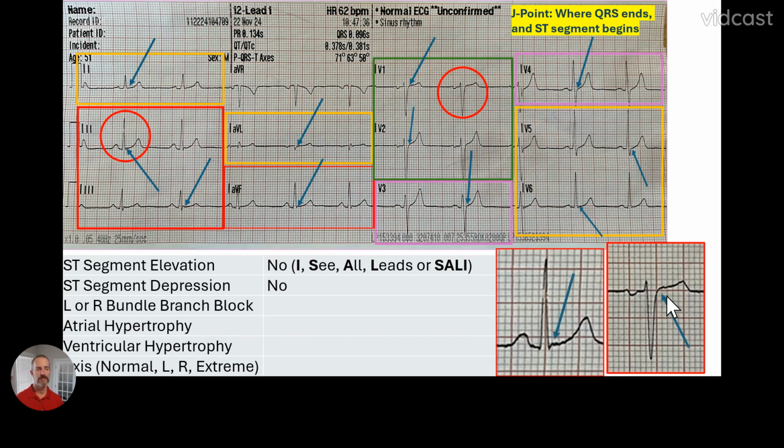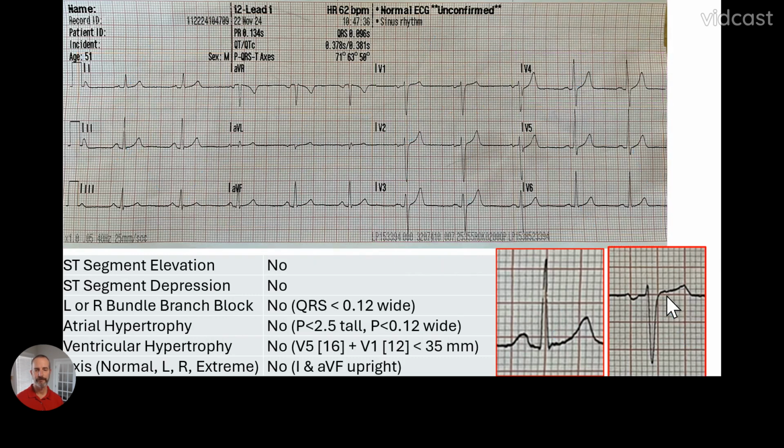So those blue arrows identify the J point in those 2 blown up boxes. Moving on to the next phase of analysis, we look to see if we have a bundle branch block, and that we're looking at QRS width. We've already done that with our individual analysis, so we know that there's no left or right bundle branch block because our QRS complex is narrow or normal.